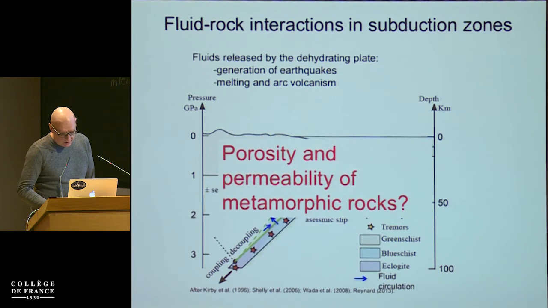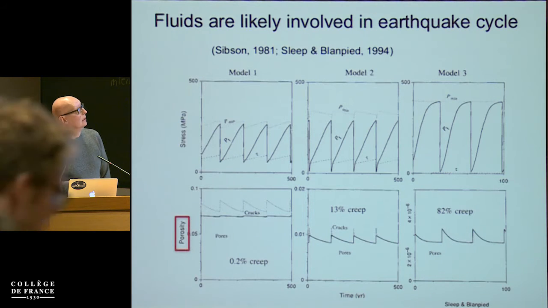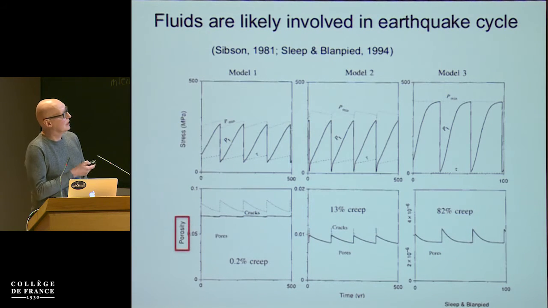Obviously, fluids are likely involved in the earthquake cycle. This comes from models that were developed in the 80s by Sibson and then by Sleep and Blanpied in the 90s. The reason for that is that in a given time frame, an earthquake cycle sets up: the stress increases and is then released by a catastrophic event, that is the earthquake.